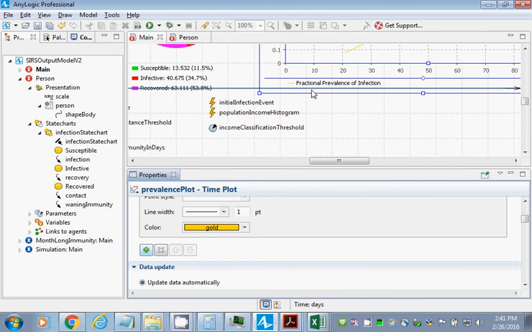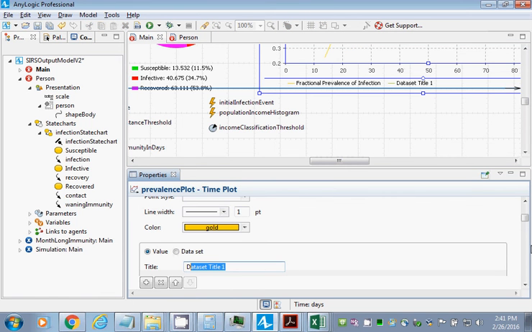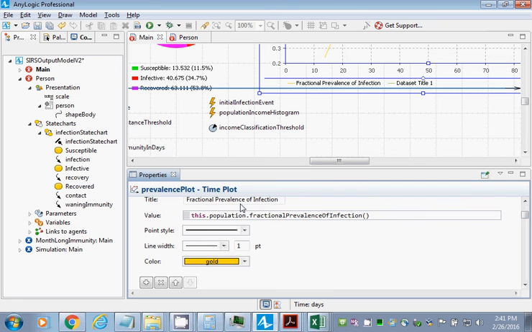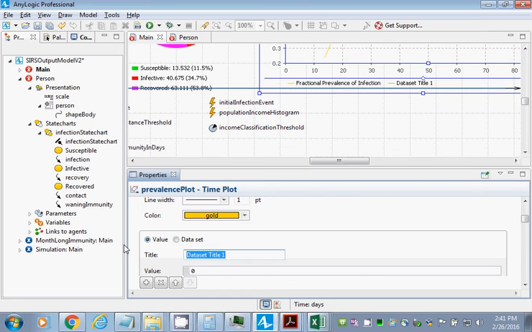Add a data item, and this is going to be, instead of fractional prevalence of infection, fractional prevalence of infection among low income. Okay. This dot population dot fractional prevalence among low income. Okay. Is it this one?